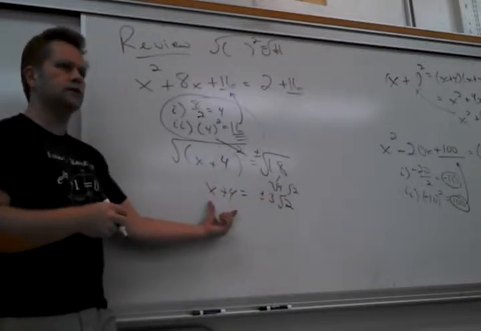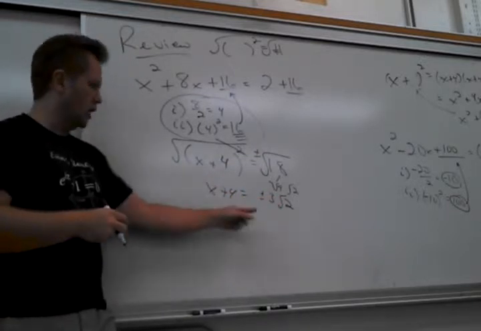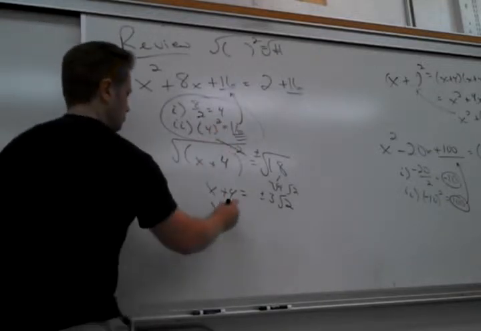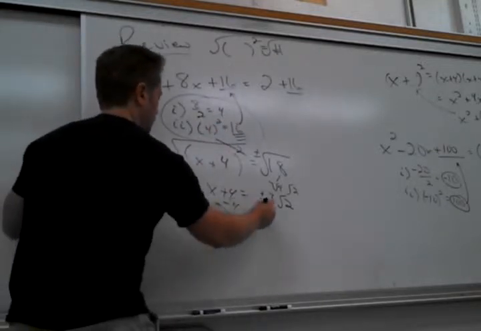And then how do I get x by itself? Minus 4. Subtract 4, and I try to stick it in front so it looks a little bit easier. Yeah, x equals minus 4, minus 4.